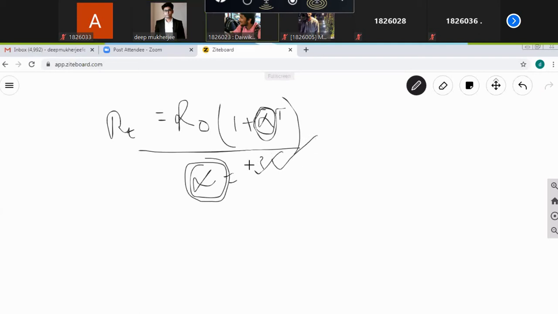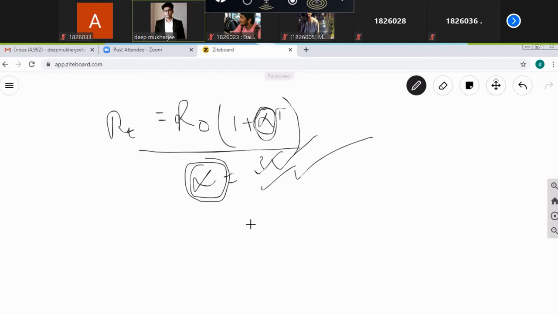4 into 10 to the power minus 3, that means 0.004. So alpha you have got is 0.004. That is your temperature coefficient.